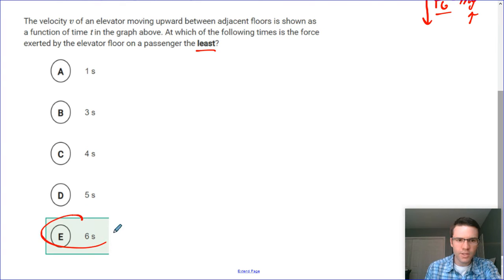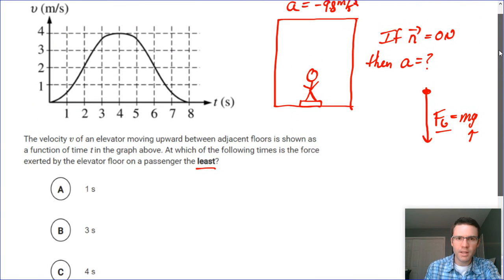Oh, 6 is our only choice there. So 6 would be the best choice, the steepest part of our curve. It does get a little bit more shallow here with 7. So anywhere along the straight line here. So 6 would be our best choice.